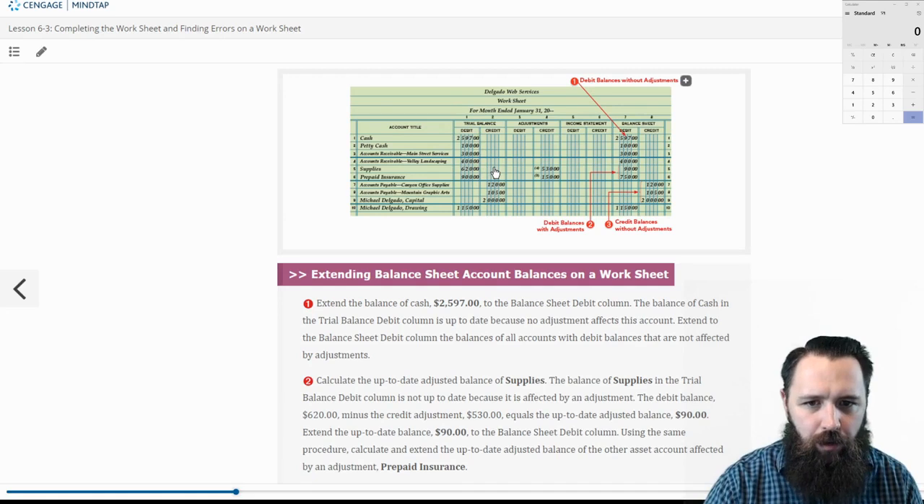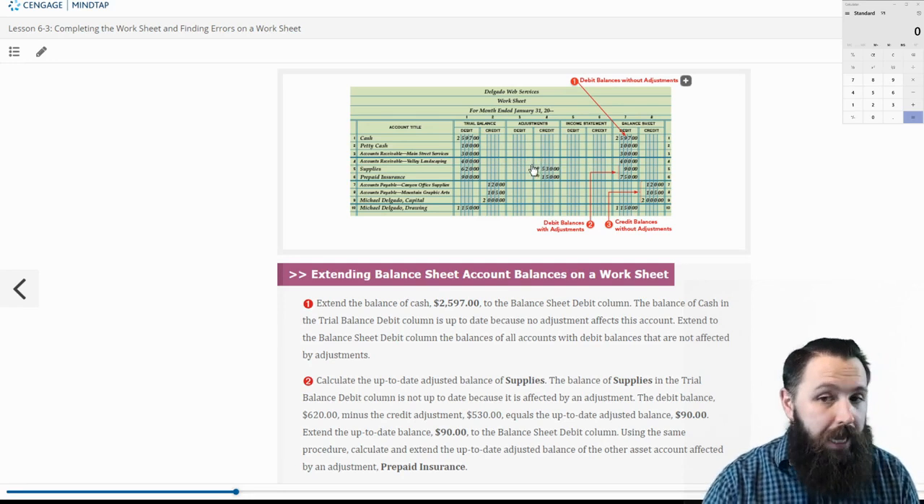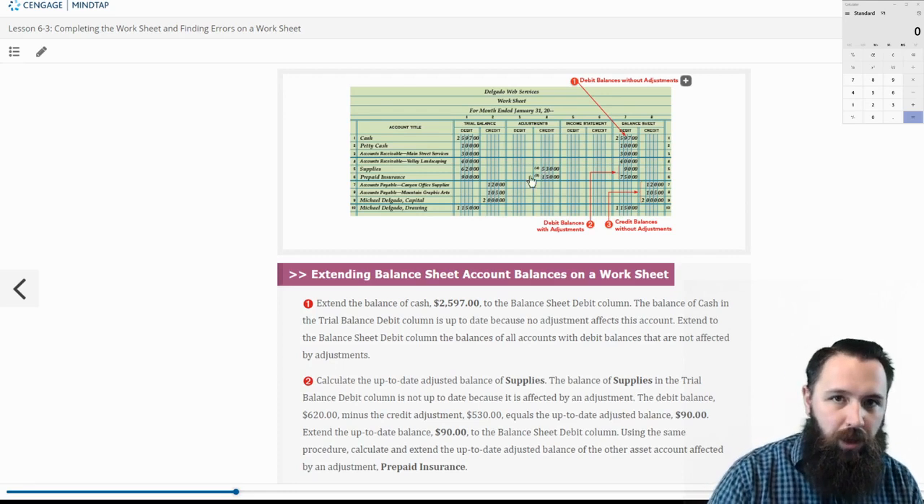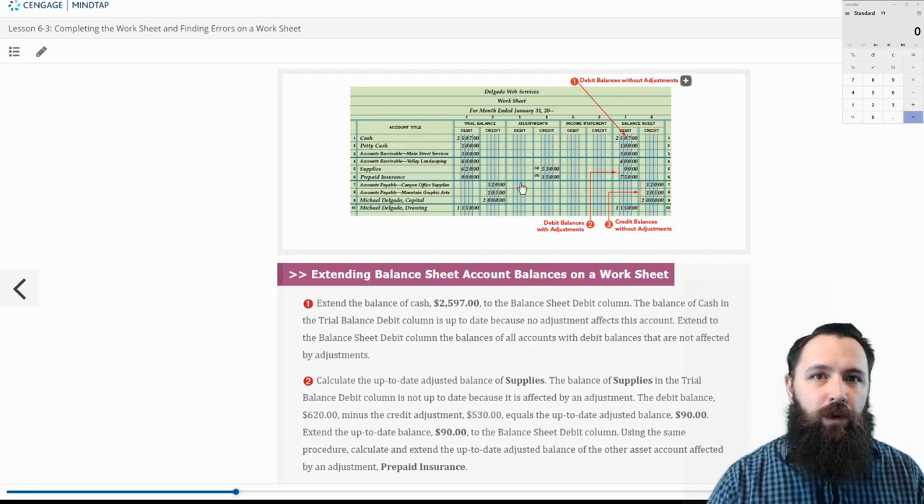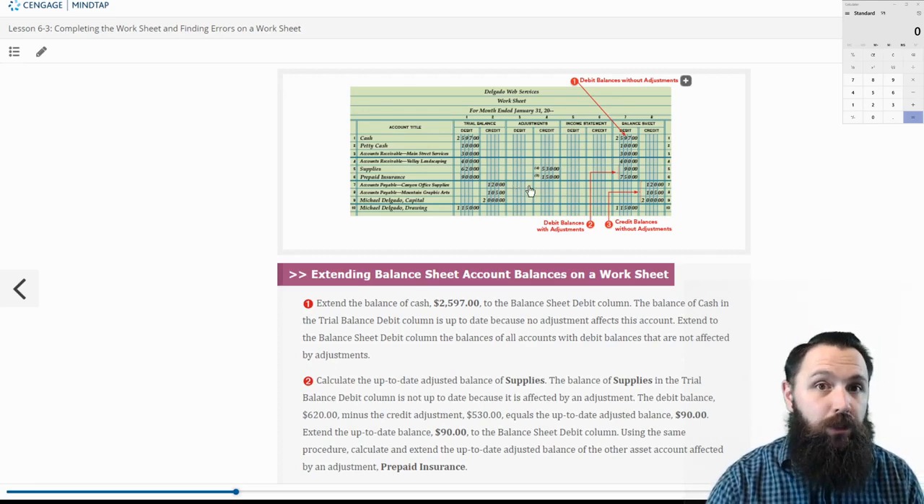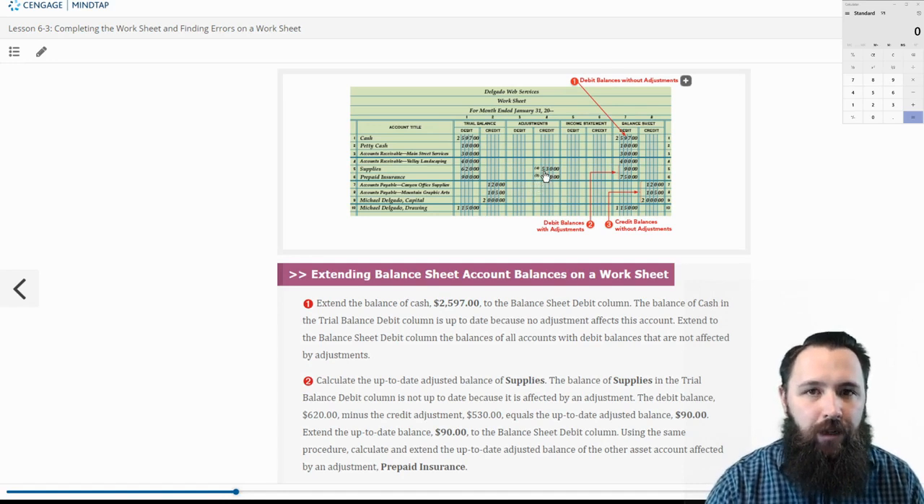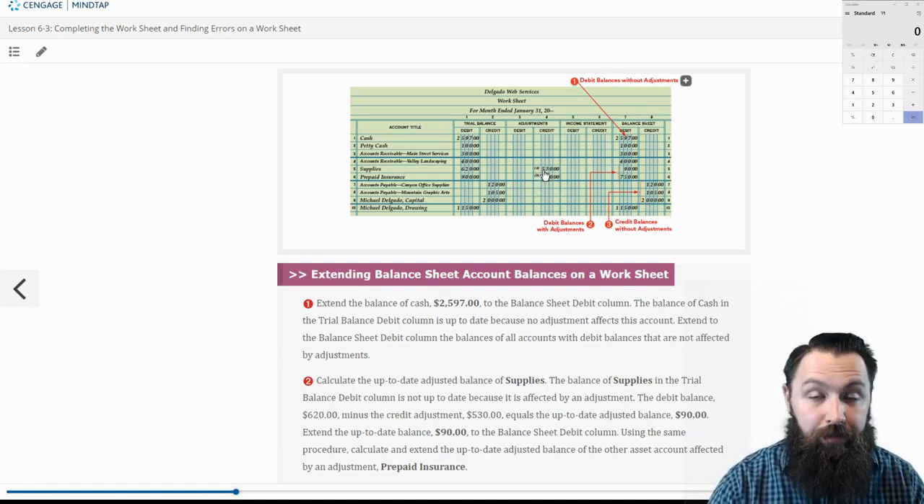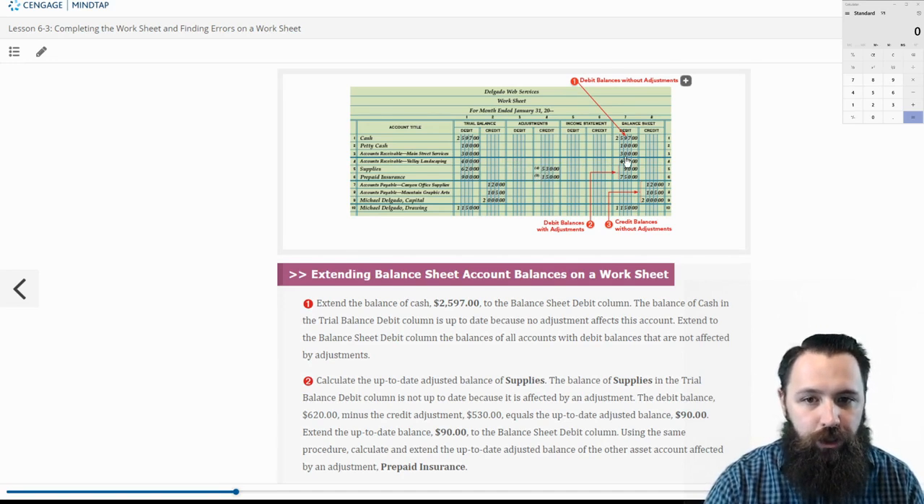And then after that, what we did is we recorded some adjustments. So we've already done adjustments. That was in 6.2. We went into our supplies at the end of the month and we counted them all up and saw how much we actually used. And then we made an adjustment. We either debited it or credited it to change that trial balance. So what we need to do now, so we have our trial balance and our adjustments, is we need to extend these balances onto our balance sheet.